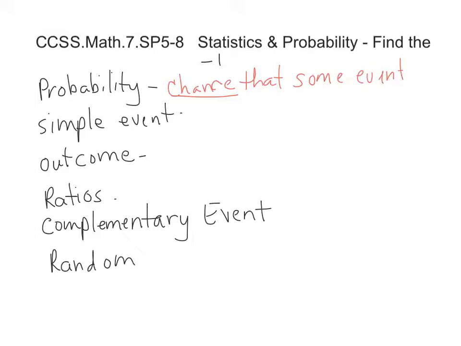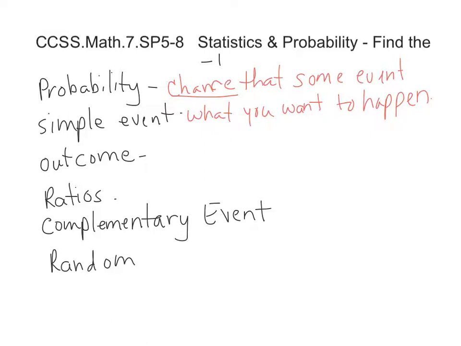A simple event is an outcome, and it's what you want to happen. As in, I can say the probability of the sun shining today is 50-50. Okay, and so that would be a simple event. It could be I want a 6 if I drop a dice. That would be probability of getting a 6 would be the simple event.